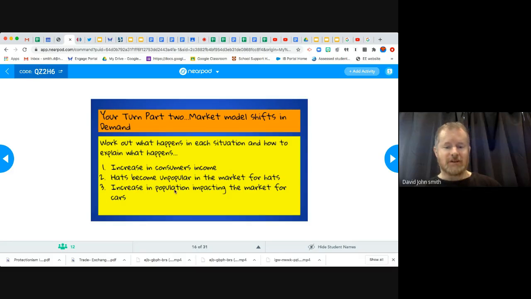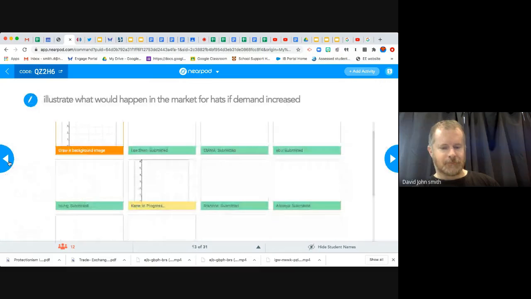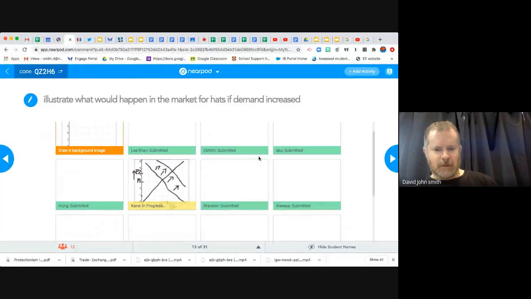Here, you've got an increase in population impacting on the market for cars. So in that case, you'd expect to see an increase in demand because there's more people in the market for cars, so there's more demand for cars, so the demand curve shifts again to the right. Now, because it shifts to the right, which was your example from back here with the hats, yep, there they are, all right.